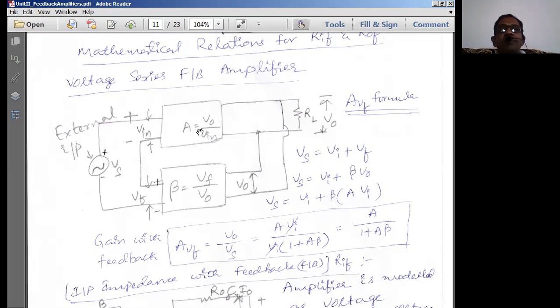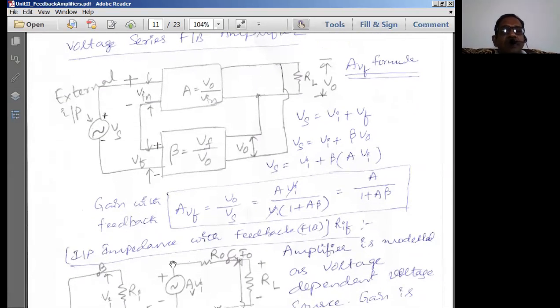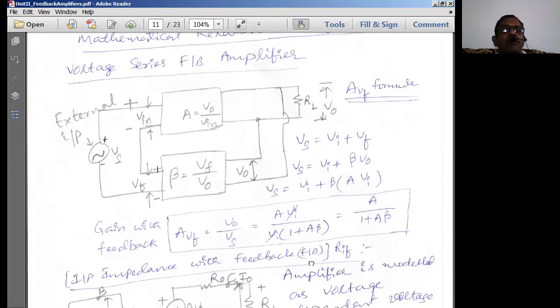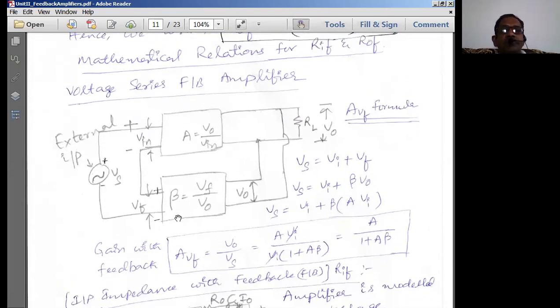That means whatever amplifier we discuss, we will get the gain in terms of A by 1 plus A beta only. This is one important point. Next, input impedance with feedback. Now what about the input impedance and output impedance with feedback for a voltage series feedback connection? What is the topology here? It is the voltage series feedback topology, forming a voltage series feedback amplifier.